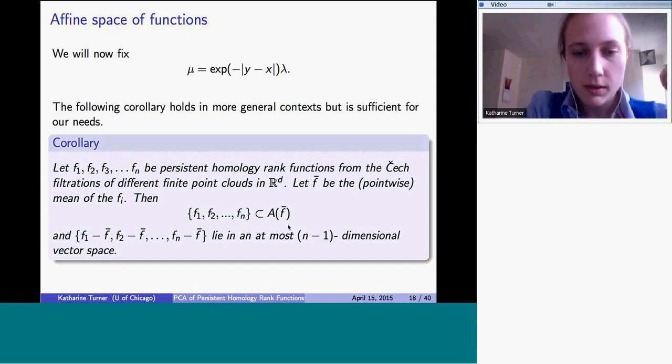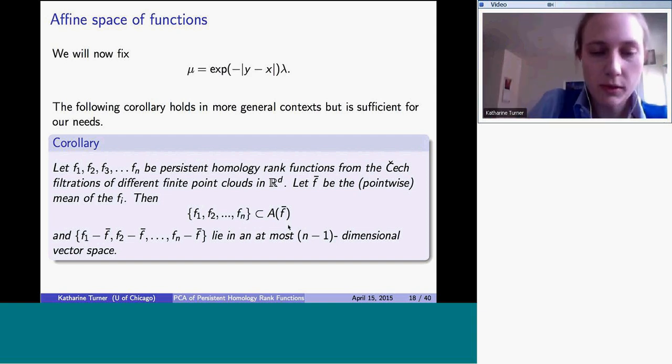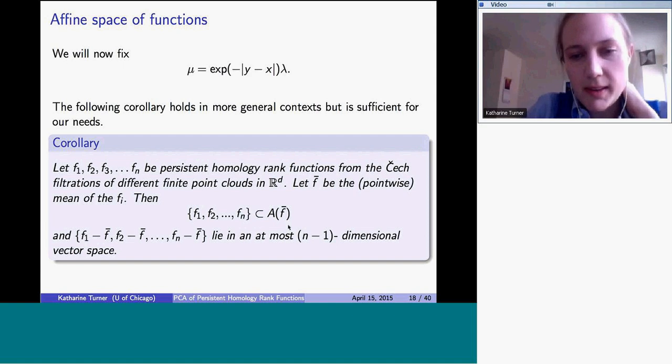Okay, in fact, sort of average of the center is 0 again. Okay, they lie in at most an n-1 dimensional vector space, living inside this, you know, infinite dimensional Hilbert space of functions.